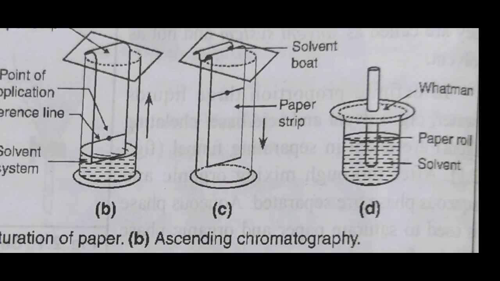In ascending paper chromatography, the paper is dipped in the solvent, keeping the reference line just above the solvent level. The mobile phase ascends or moves upward by capillary action. The flow rate is slow and takes longer time, but gives better resolution. This is the diagram in B. In descending chromatography, keeping the reference line out of the solvent tray, the paper is hung down. Now solvent is slowly taken into the tray. The mobile phase descends or moves downward in diagram C.